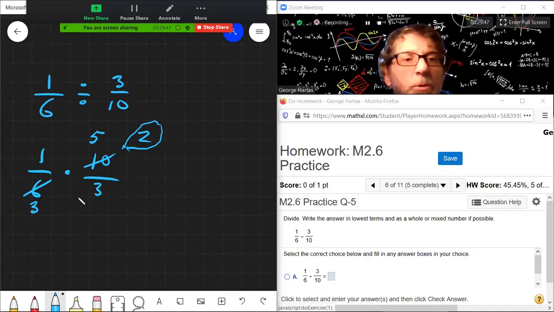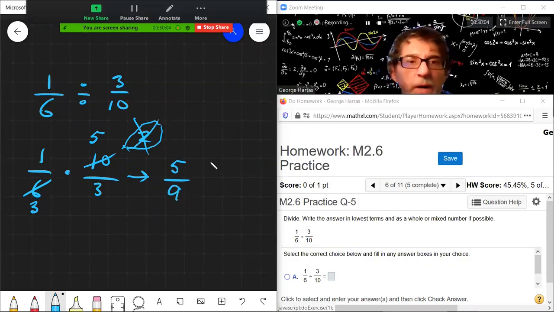Can we now reduce these? No, you said, because they're side to side. Correct. So let's multiply across. 1 times 5 is 5. 3 times 3 is 9. So 5/9 seems to be our answer.